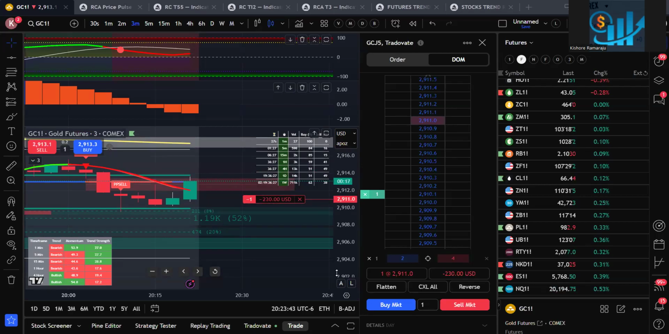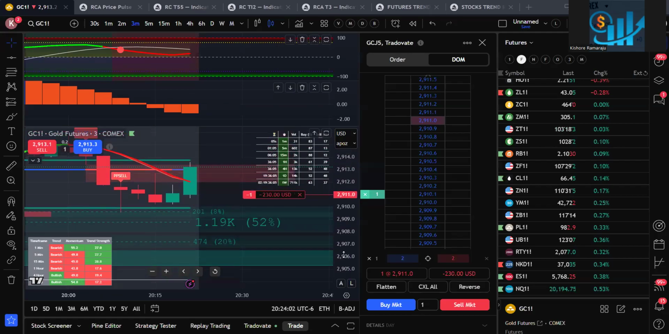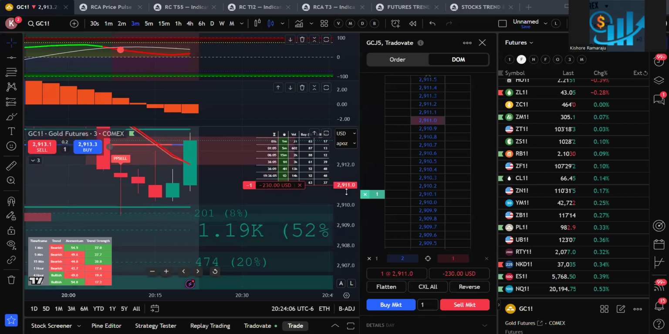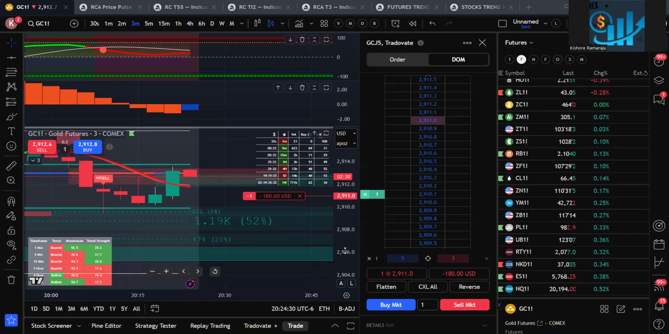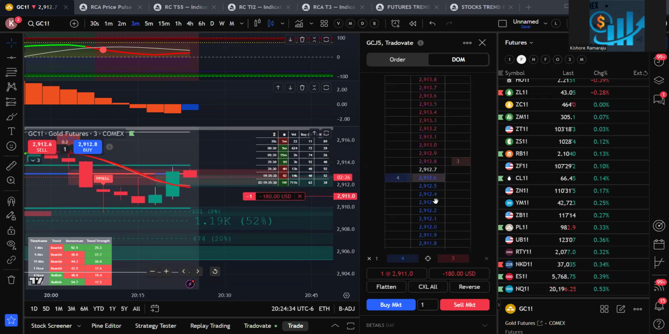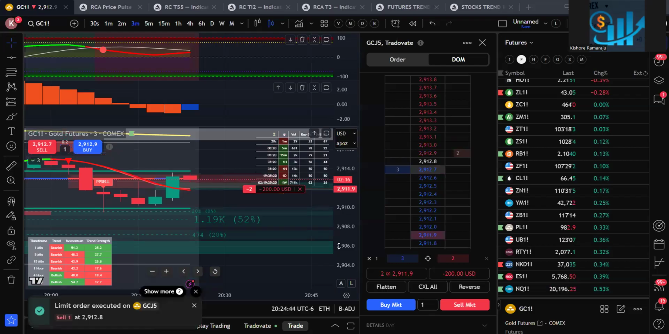Took profit on two contracts. We are holding one more. This overall trend is looking bearish. Yeah, I did one more contract.